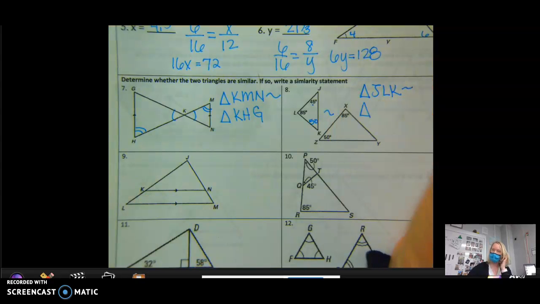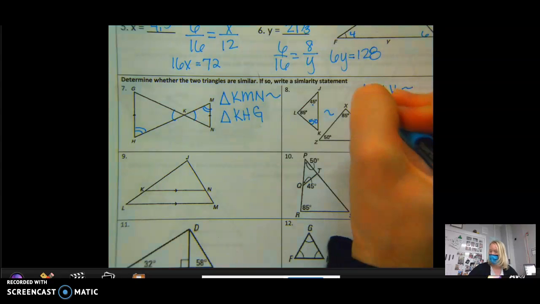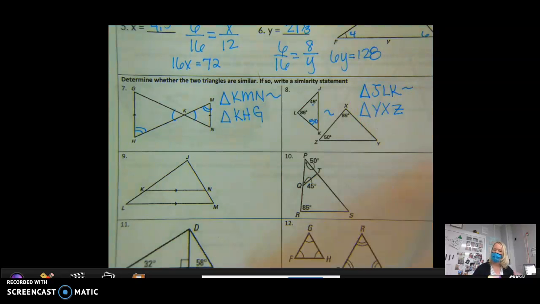What letter matches up with J? Y. How about with L? And then K. There we go.